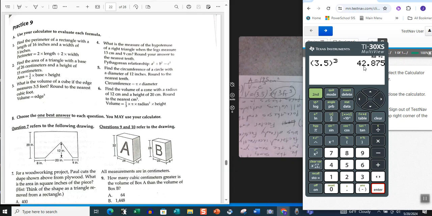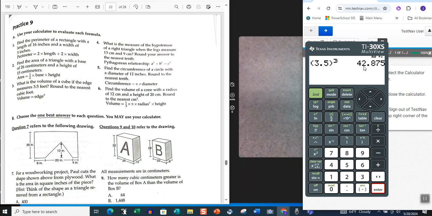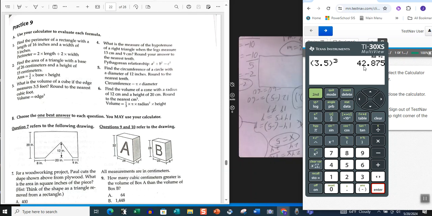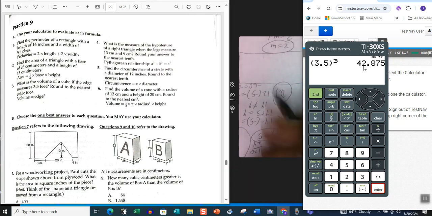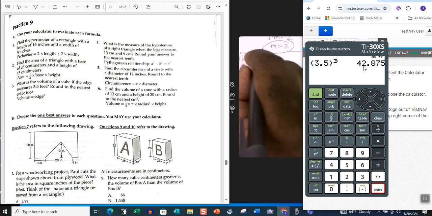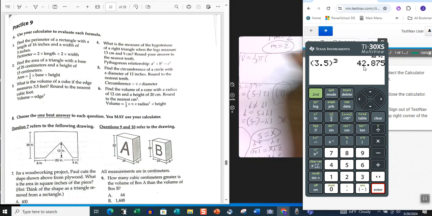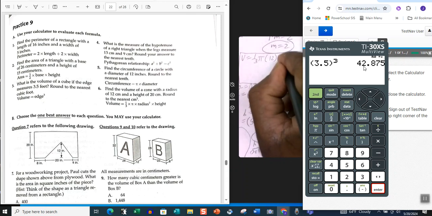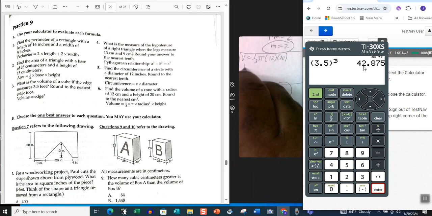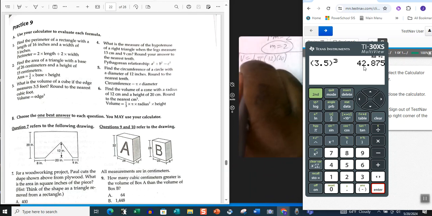It says, find the volume of a cone with a radius of 12 centimeters and a height of 20 centimeters. Round to the nearest cubic centimeters. Okay. So now that they gave us the formula, it shouldn't be too bad. So we'll do the volume is equal to 1/3 times pi times the radius. We're given the radius of 12, and then we're given the height of 20. So we're given everything we need, and this is going to be an approximation.